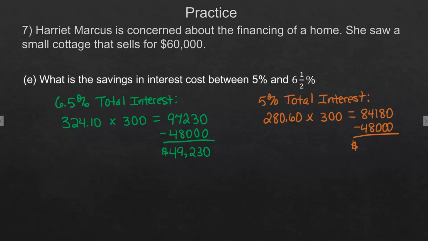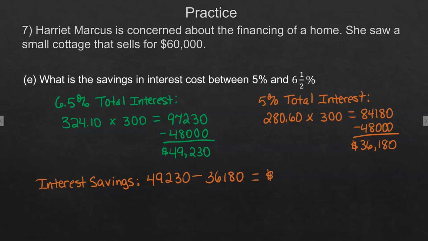And this one says, what is the savings in interest? So that's all I'm asking. What's the savings in interest? How you get there could be different, and that's okay, because there are valid ways to do this besides the way that I'm showing you. So the interest savings between 6.5% and 5% would be the difference of these two numbers, which is $13,050.